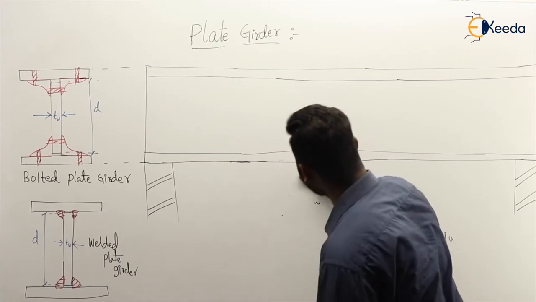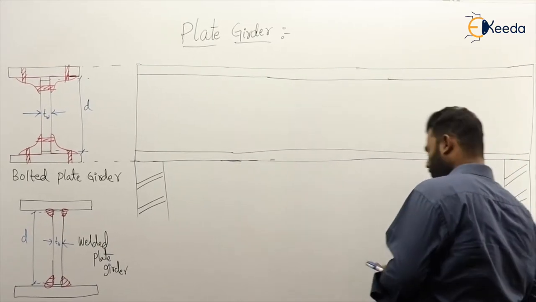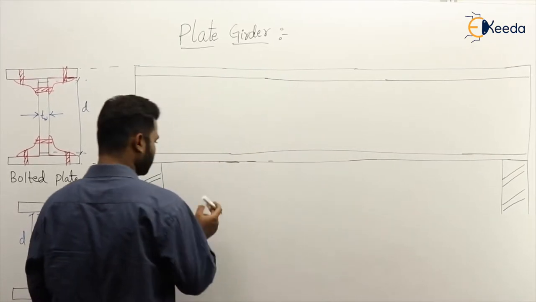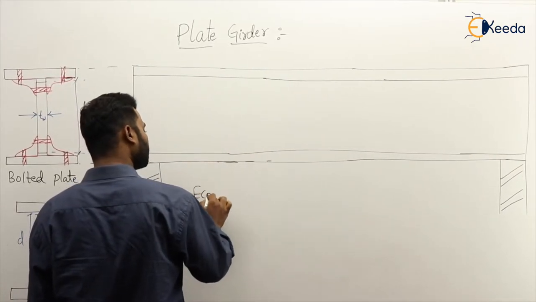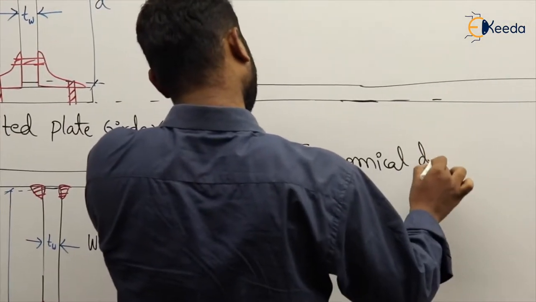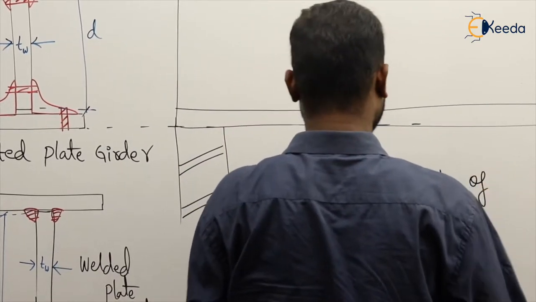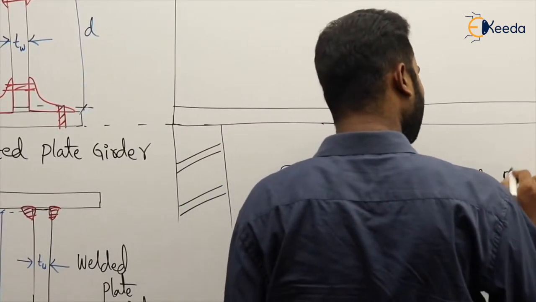Now regarding the depth of the web, there exists one provision. So here starts the provision, the first provision. Economical depth. Economical depth of plate girder.